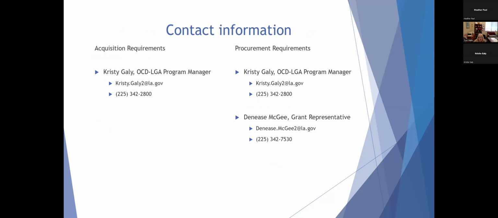This is also some contact information for other specialists that you may need. If you are needing some technical assistance for acquisition regarding the Uniform Act, you can contact Christy Galley, our program manager. Under procurement, Christy Galley is also a specialist on procurement, as well as Denise McGee, who is a grant representative in our office.